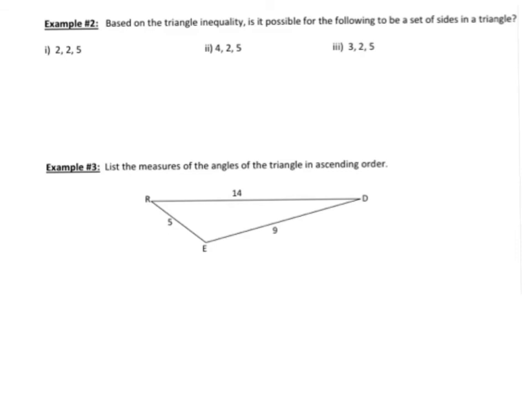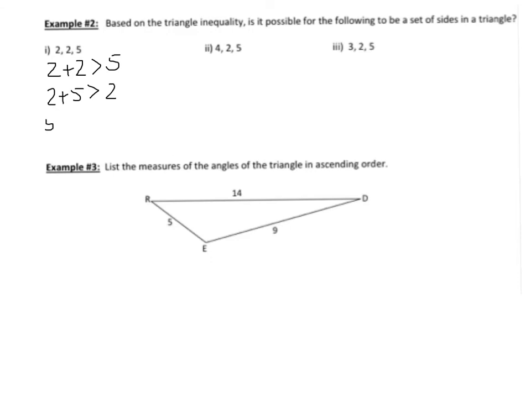Moving on, it says based on the triangle inequality, is it possible for the following sides to be sides of a triangle? So again, the triangle inequality states that the small plus the medium has to be greater than the large. So we can take the first one right here. We just basically are going to do a check, and the question will be yes or no. So is 2 plus 2 greater than 5? Is 2 plus 5 greater than 2?